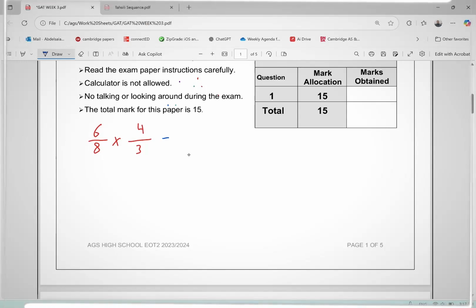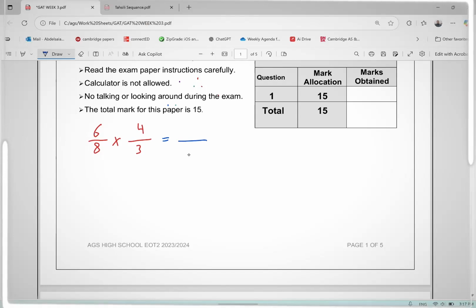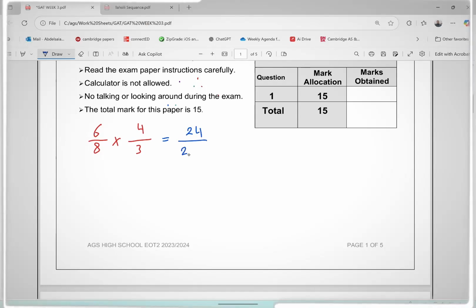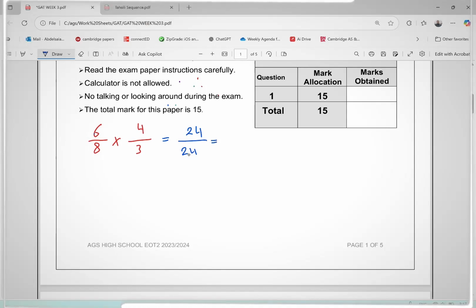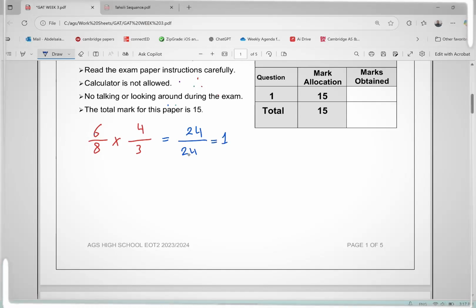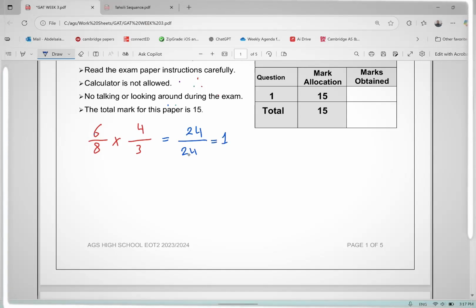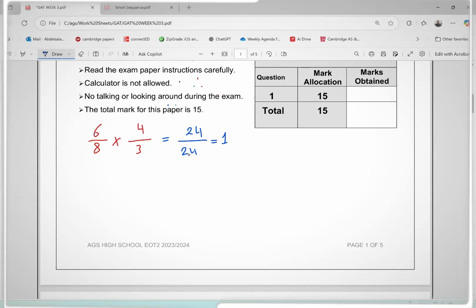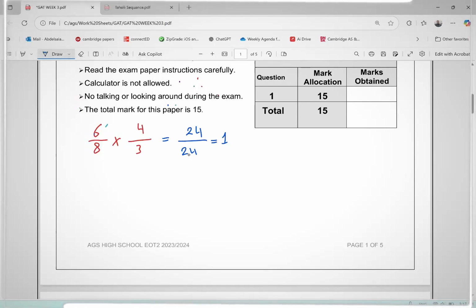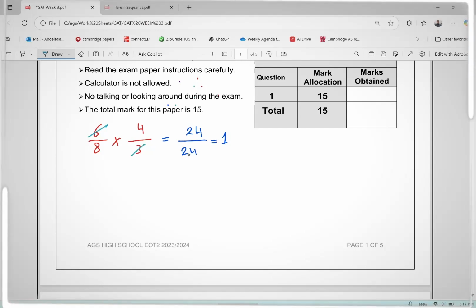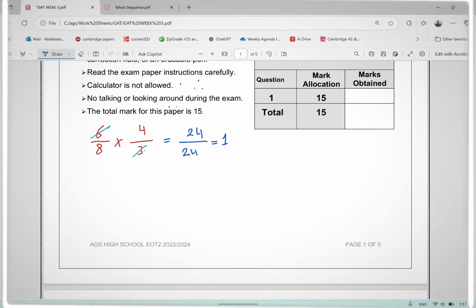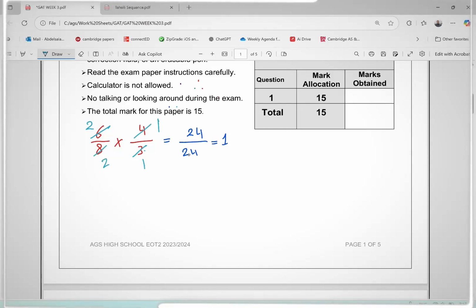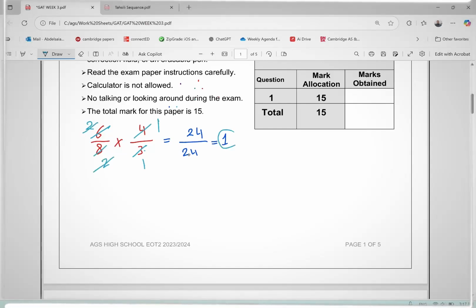Some teachers explain it like 6 multiply 4 is 24, and 3 times 8 is 24. So 24 divided by 24 equals 1, which is correct. So always in multiplication, you multiply numerators and multiply denominators and then simplify. But can I solve it in a different way? Can I say, Mister, I can divide 6 by 3, which equals 2, and here it will be 1. Divided by 4, it will be 1. Divided by 4, it will be 2. 2 cancels 2, the answer will also be 1.